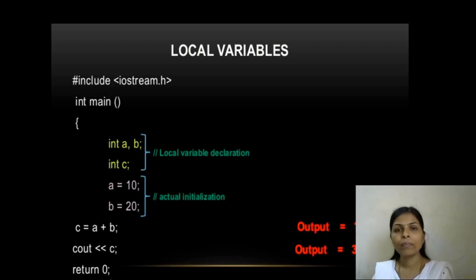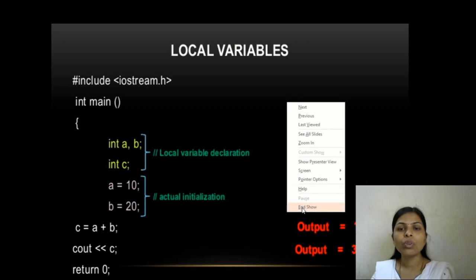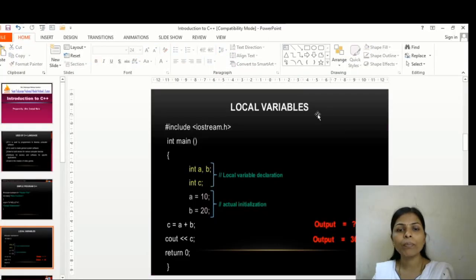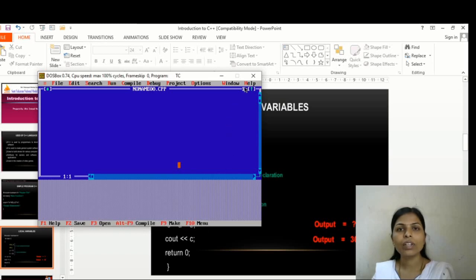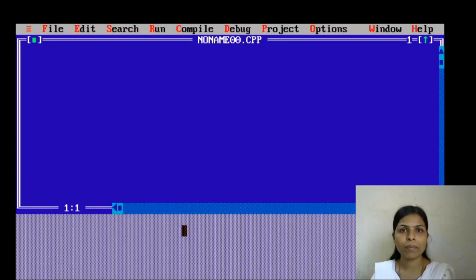Now let's see how to compile and how to run the program on Turbo C++. So here I will stop sharing the screen of the PPT. Now this is Turbo C++. This is the window of C++, and we can see the different menus available on the menu bar here.